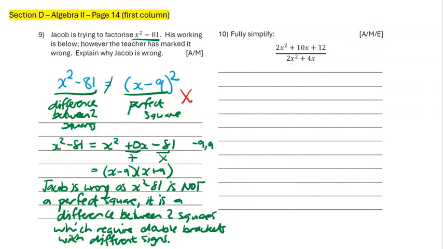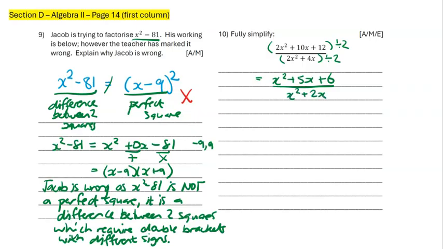This is the first of the excellence questions, and we've been asked to fully simplify this here. And before I get into the messy part of it, straight away I can see everything is even, right? 2, 10, 12, 2, 4. So what I'm going to do is start by just dividing everything by 2. So let's divide all of that by 2, and let's divide all of that by 2. So let's get rid of that. So that top there is going to become x squared plus 5x plus 6. And the bottom there is going to become, what's that, x squared plus 2.